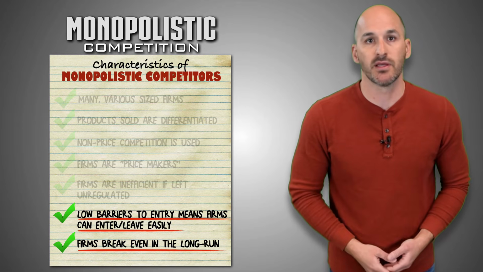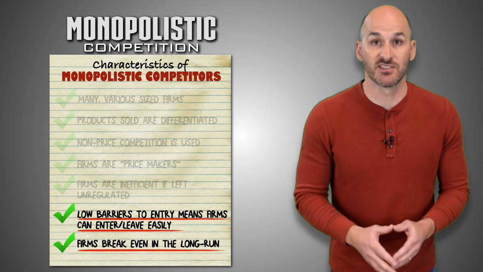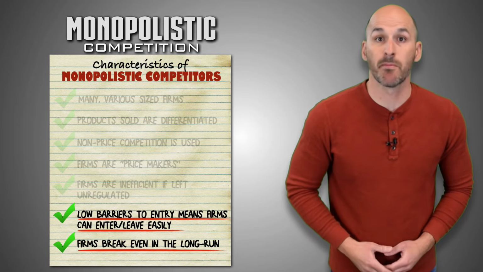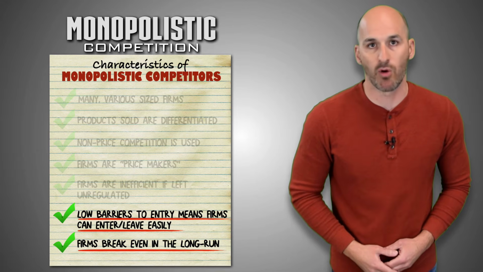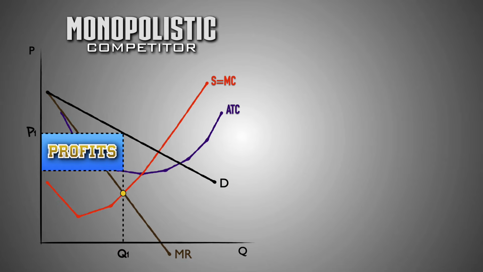and leave the industry. Let's take a look at how short-run profits and losses disappear and how monopolistic competitors break even in the long run. Suppose that this graph represents a typical firm in the monopolistically competitive market for good X. Like the firm seen here, suppose that every firm in this monopolistically competitive industry is earning economic profits in the short run.